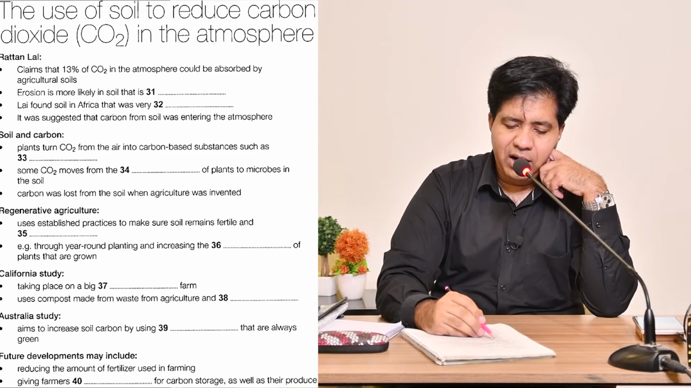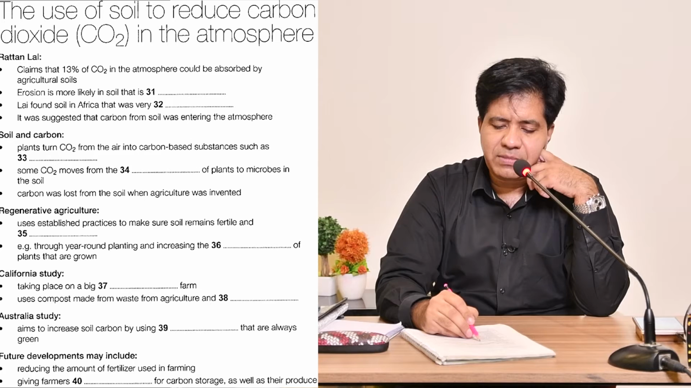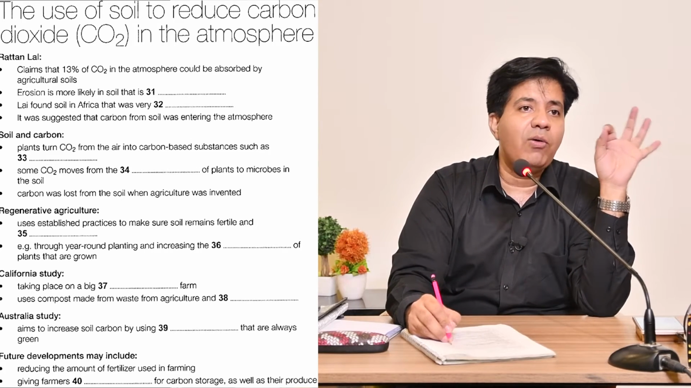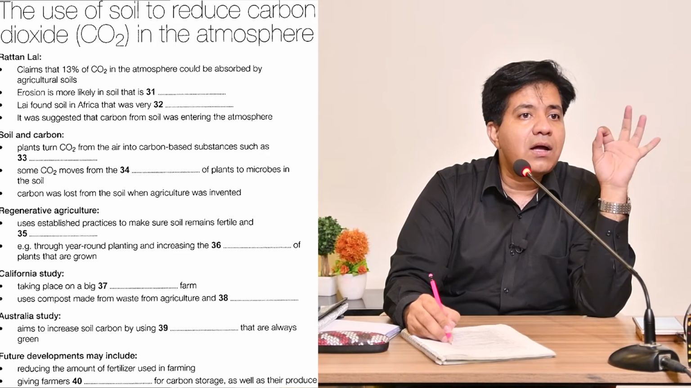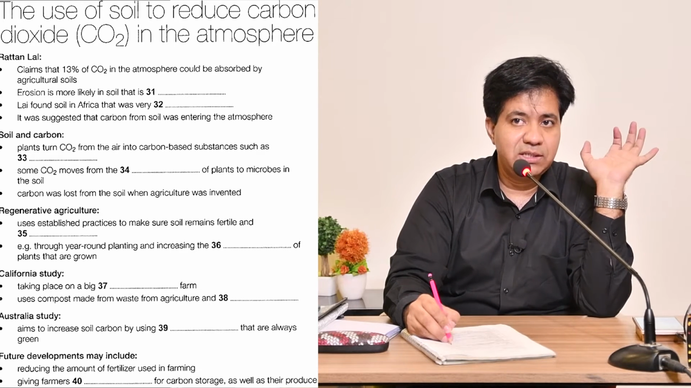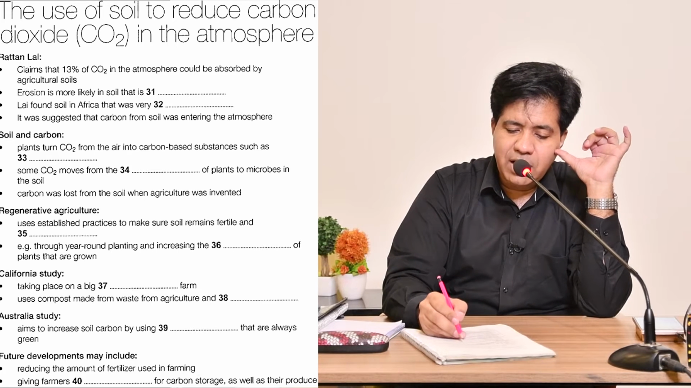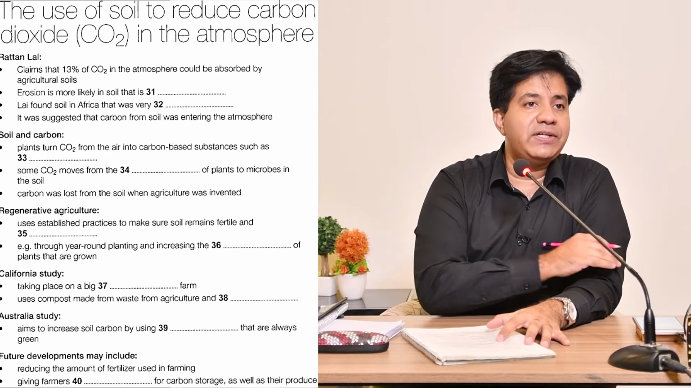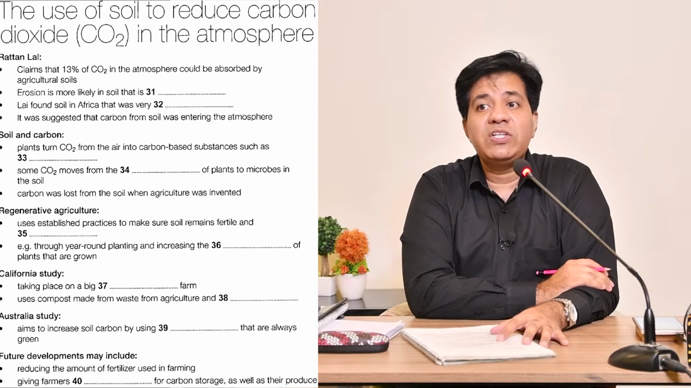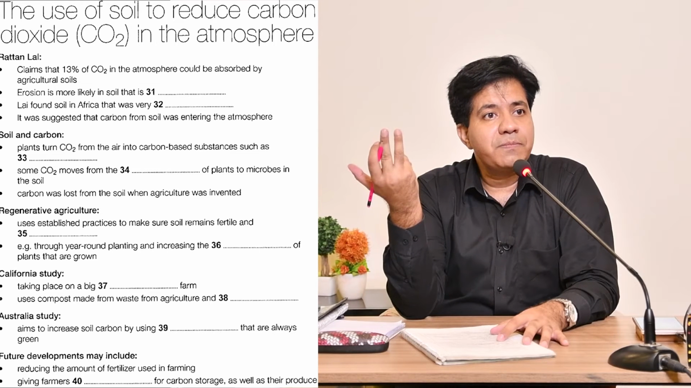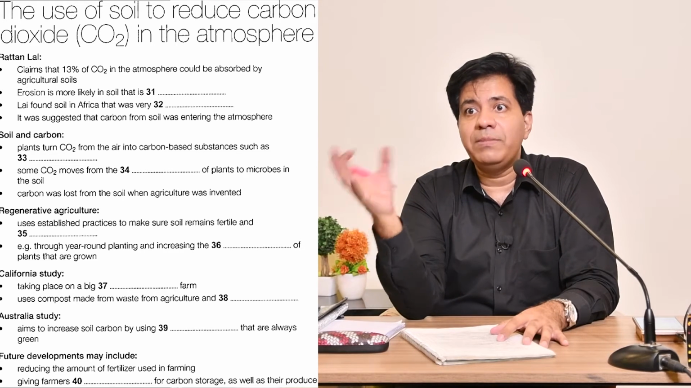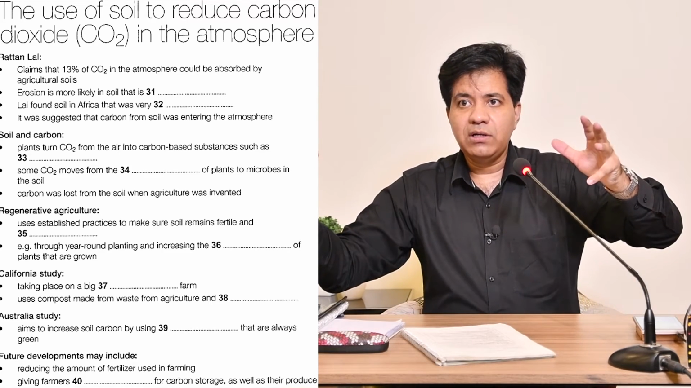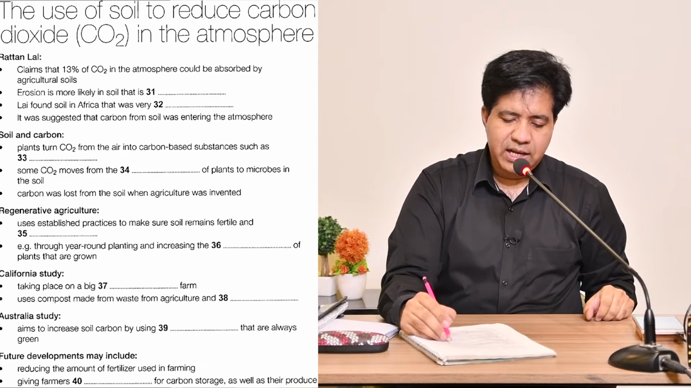Soil and carbon. Plants turn carbon dioxide from the air into carbon-based substances such as... now look here, the answer is a carbon-based substance. So they will tell us about it. Plants turn. By the way, for "turn," now again I show you another magic. For "turn," they will use the word "transform." Plants transform, they convert. Whatever they use after "transform" or "convert," that is going to be your answer. Let's see what that is.